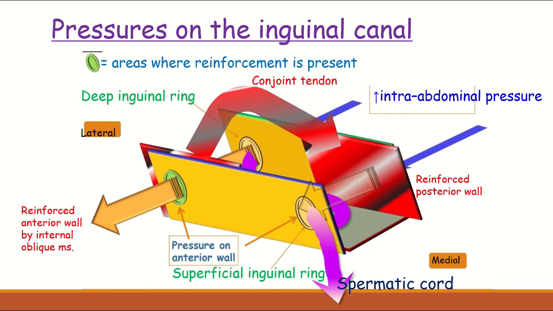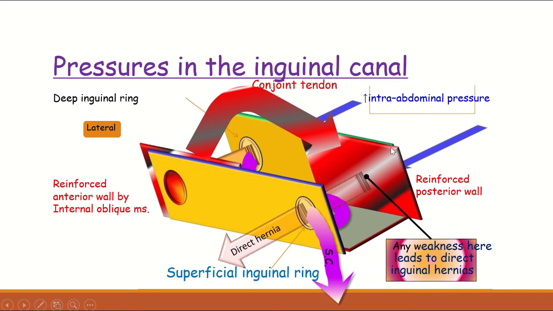Here in this diagram, the pressure on the inguinal canal is showing, and this green colored part is showing the area where the reinforcement is present. So in the anterior wall, the reinforcement is present on the lateral side, but in the posterior wall, the reinforcement is present on the medial side. So when the intra-abdominal pressure increases, the posterior wall cannot be pushed medially due to the presence of this conjoint tendon, and in the very same way, the anterior wall cannot be pushed laterally due to the presence of this reinforcement laterally on the anterior wall.